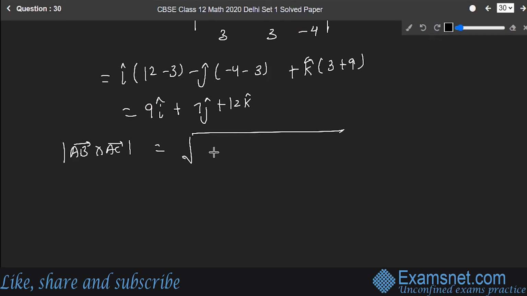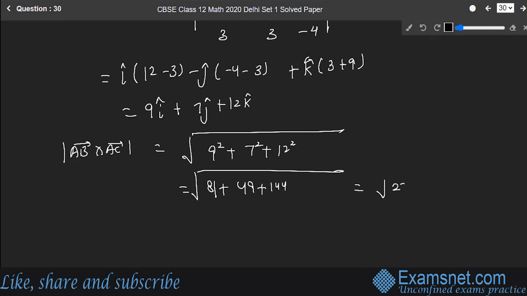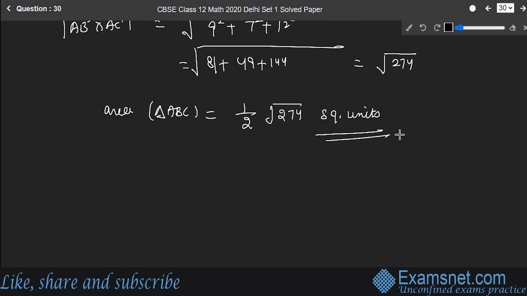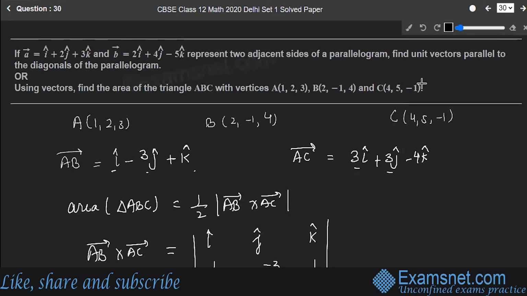This will be given by the root of 9 square plus 7 square plus 12 square, which is the root of 81 plus 49 plus 144, which is equal to root of 274. Therefore, the area of the triangle ABC is equal to half of root of 274 square units. This is the answer to the question. Hope you understood that. So this is equal to 1 by 2 root of 274.